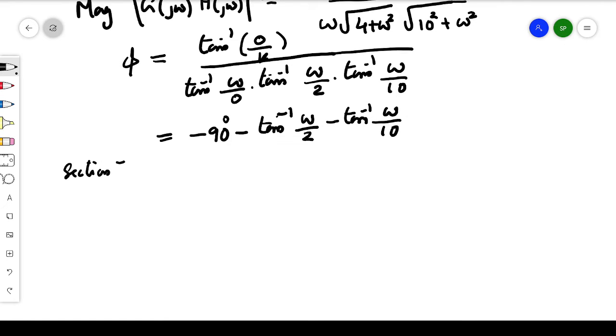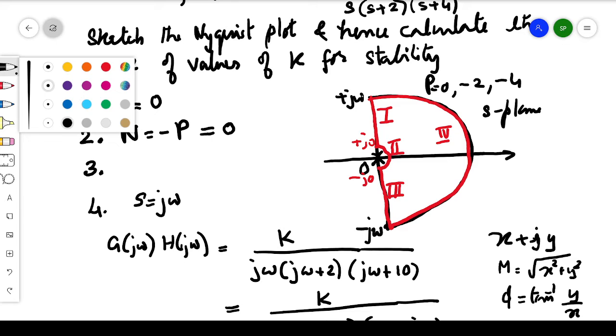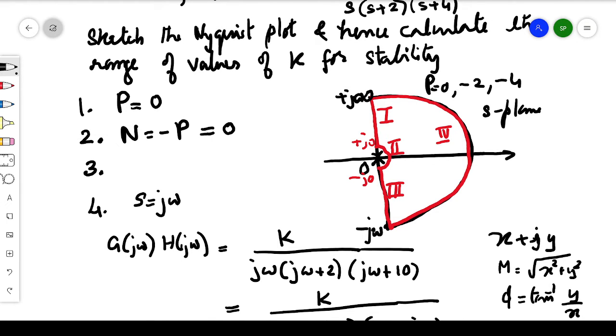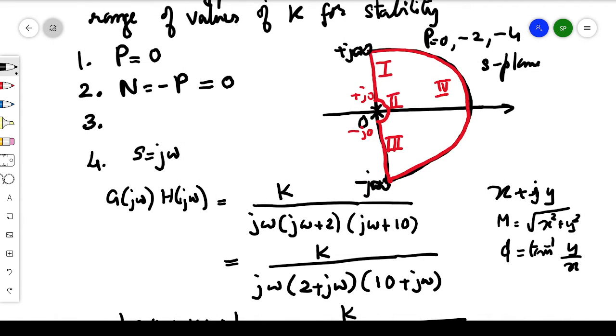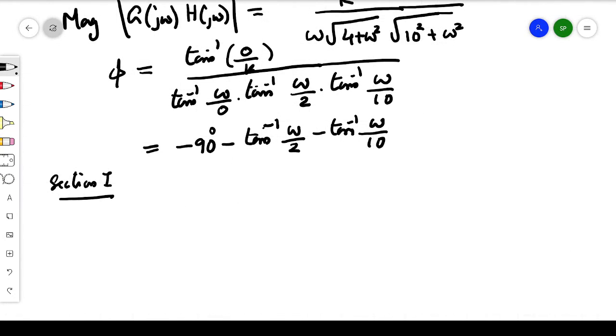So section 1. What is that section here? Section 1, we know it is starting from s is equal to plus j omega, and it is going up to plus j0. Sorry, instead of j omega, here actually omega is infinity. So I should make this plus j infinity, and it should go to minus j infinity, because we are considering the entire right half of the s plane. So section 1 will have s equal to plus j infinity, going up to s equal to plus j0, which means omega is infinity and omega is 0.